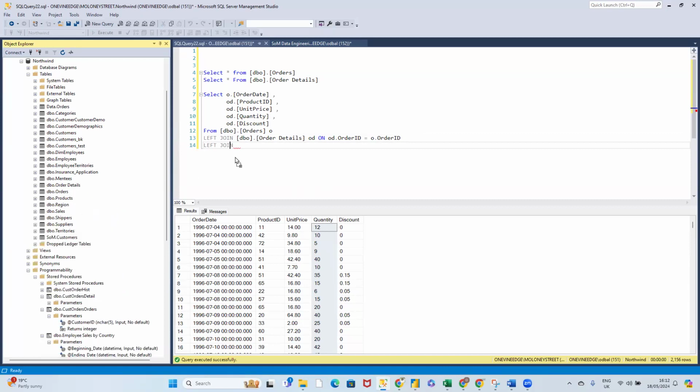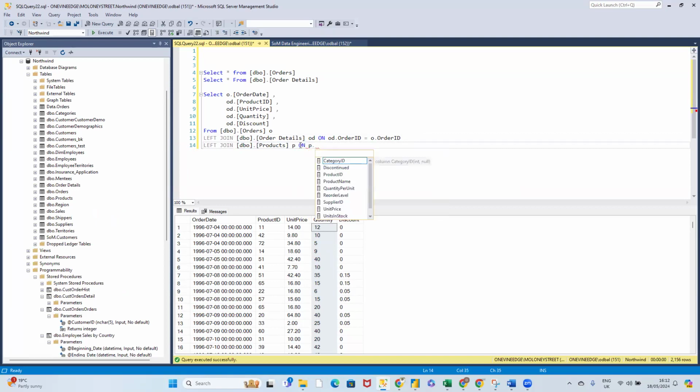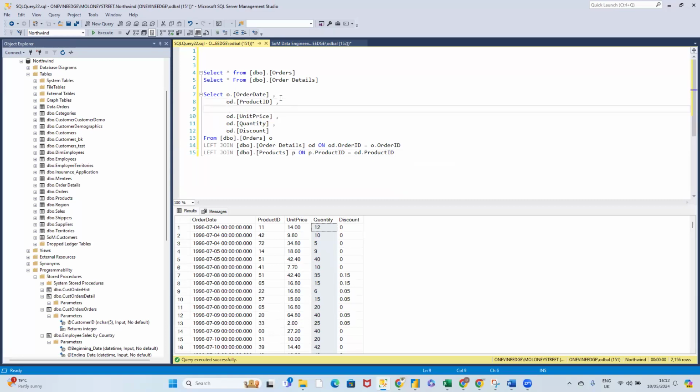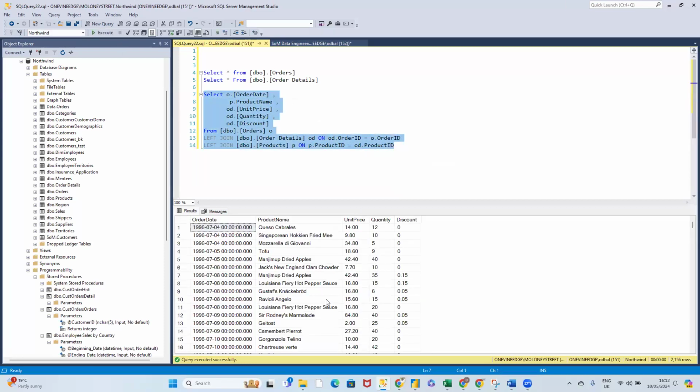To my product table, which I call P, on P.product ID equals OD.product ID. Okay, so now I can get my product name. So I can come in here and say P.product name, and then I can take this out. So when I do this, I have my product name.